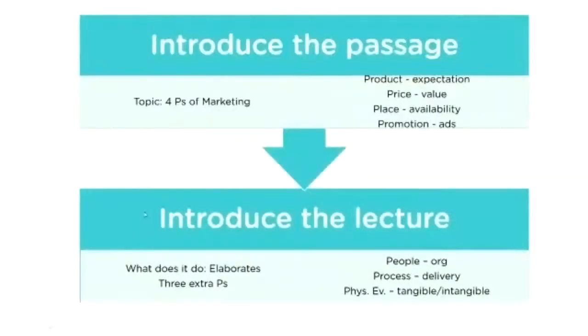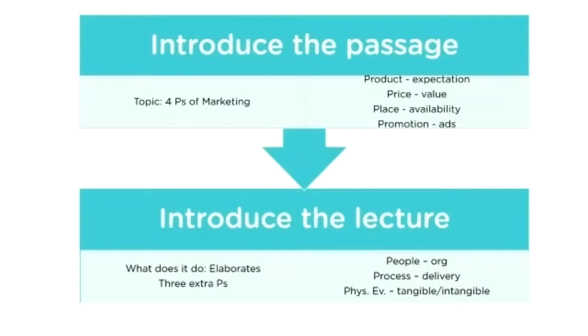My preparation was something like this. The topic of the passage is the 4 Ps of marketing. And then I explain that their product, which is customer expectation, price, which is value, place is availability, and promotion is advertising. The lecture elaborates on the 3 extra Ps: people related to the organization, process related to delivery, and physical evidence related to tangible, intangible products or services.